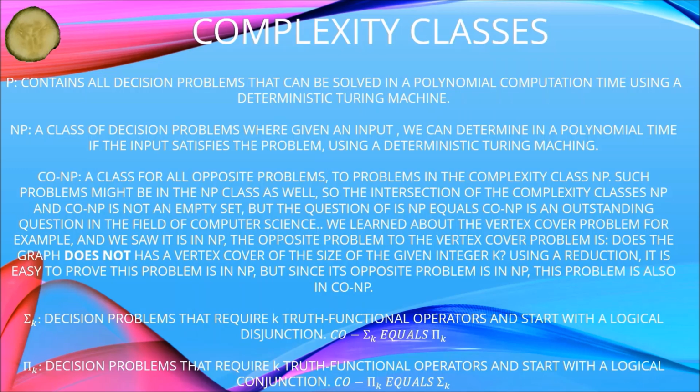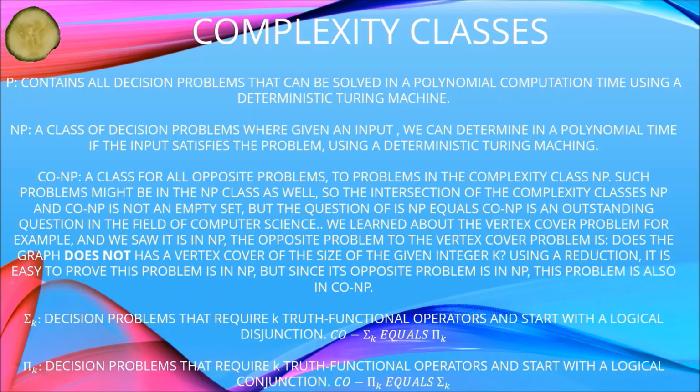Alrighty, complexity classes. The complexity class P contains all decision problems that can be solved in polynomial computation time using a deterministic Turing machine. The complexity class NP is a class of decision problems where, given an input, we can determine in polynomial time if the input satisfies the problem using a deterministic Turing machine.